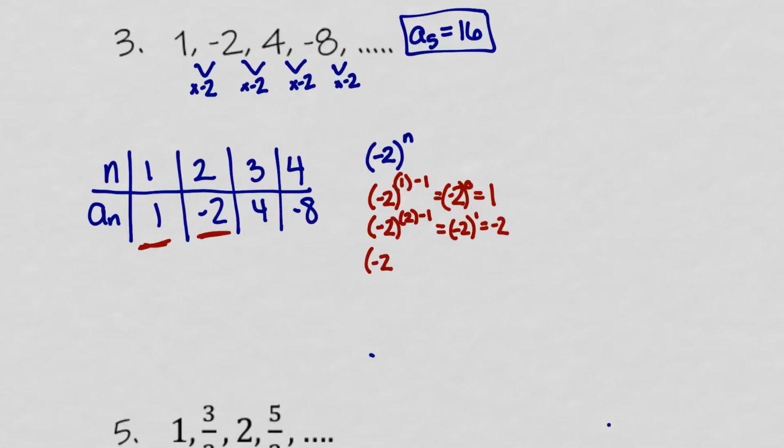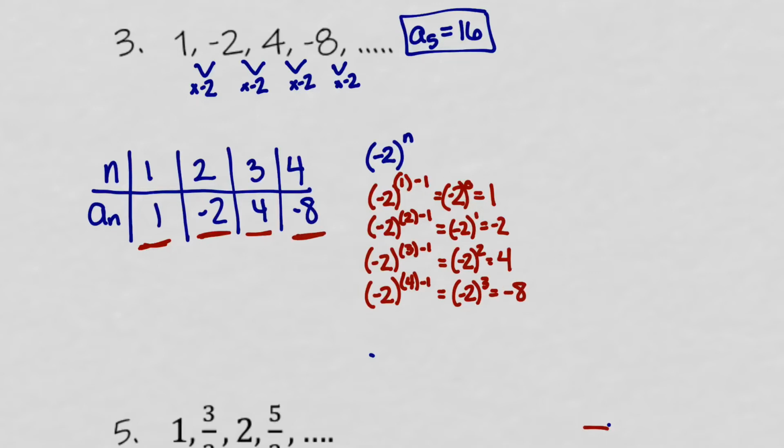Let's try it again. Negative 2, plugging in 3, got to subtract the 1. So that's negative 2 squared is 4. So far, so good. Let's try our last one here. Fourth term. So it's negative 2 cubed, and that is negative 8. So that found it. I just needed to put n's in what changes, and that's that term right there. Everything else had a minus 1. So my rule for the nth term became negative 2 to the n minus 1 power.